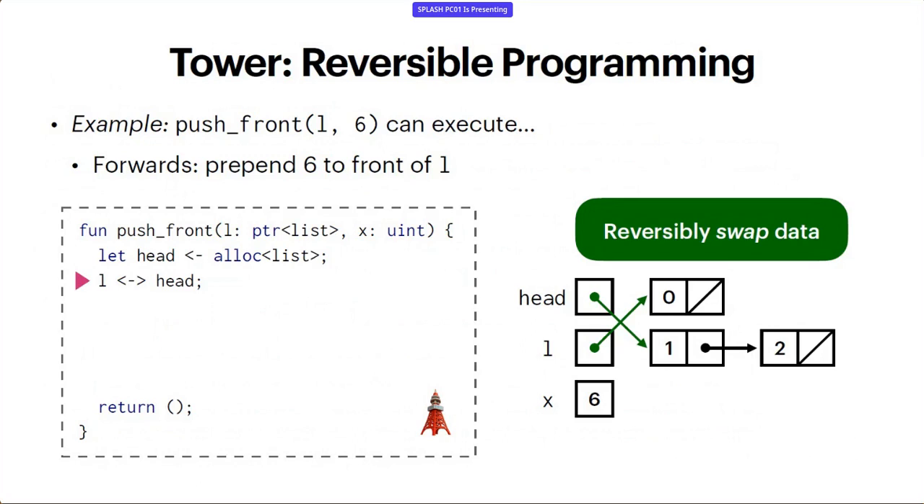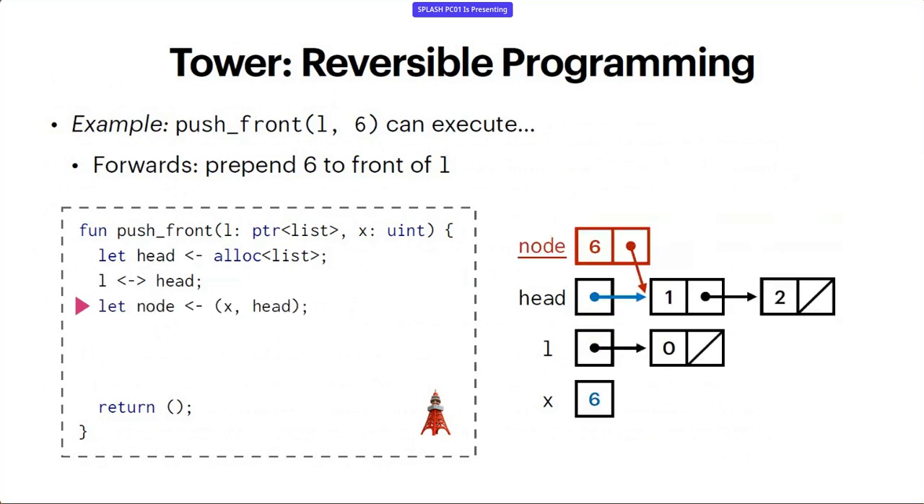This is not your usual assignment operator in a classical language. It has to be reversible, right? So we can swap the values of 2 variables. Next, we're actually going to take a pair, right? X, the element we want to push onto, and then the old list, which is now stored in this temporary variable called head. And this variable node conceptually lives in a register still.